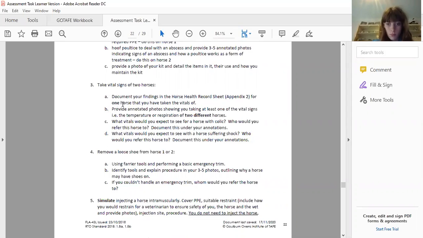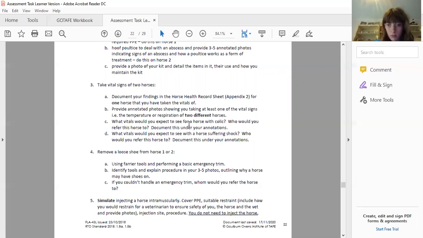You provide photos or come in for prac showing you taking at least one of the vital signs of two different horses. So let's say temperature on one horse and heart rate or pulse on another horse, or assessing respiration rate. That's a nice easy one without needing a thermometer and a stethoscope. So details or annotated photos of you assessing two different horses for two different vital signs.